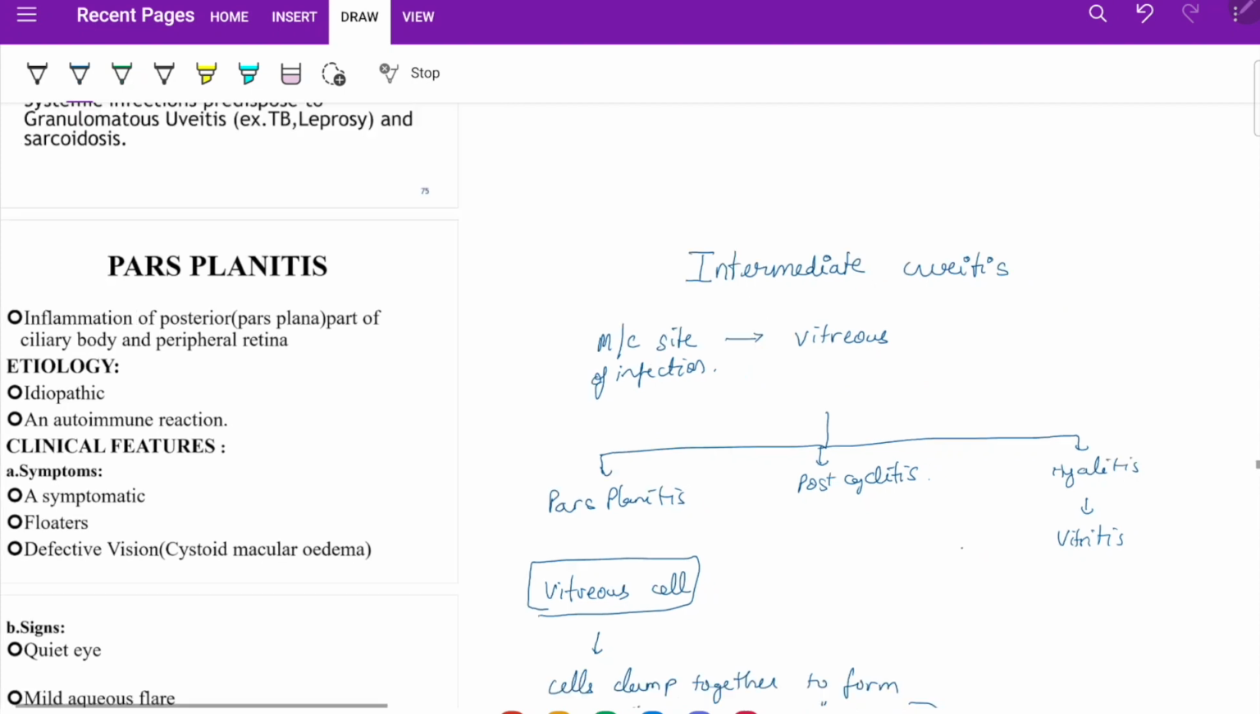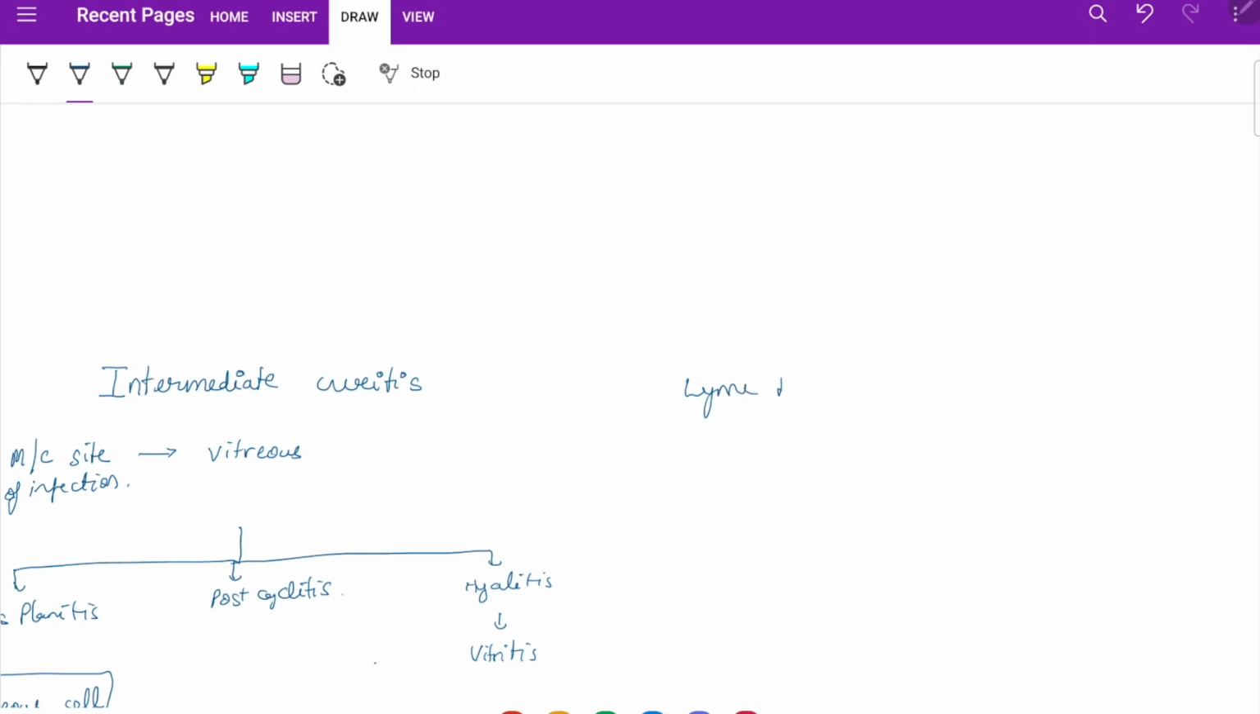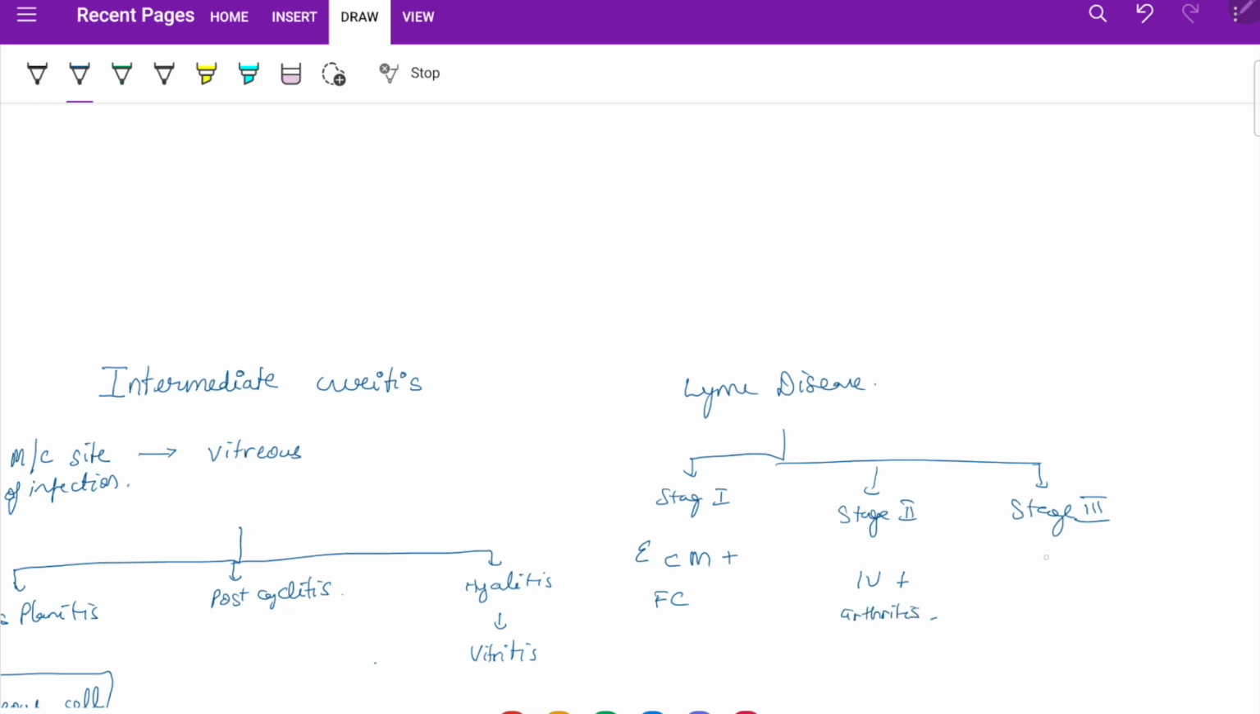Coming to Lyme disease, I wanted to talk specifically about it. Lyme disease is due to a tick exposure. It consists of three stages. Stage 1 is erythema chronicum migrans with a follicular conjunctivitis. Stage 2 is intermediate uveitis with arthritis. Stage 3 is bilateral keratitis with episodic arthritis. Clear? Okay, so you know this.